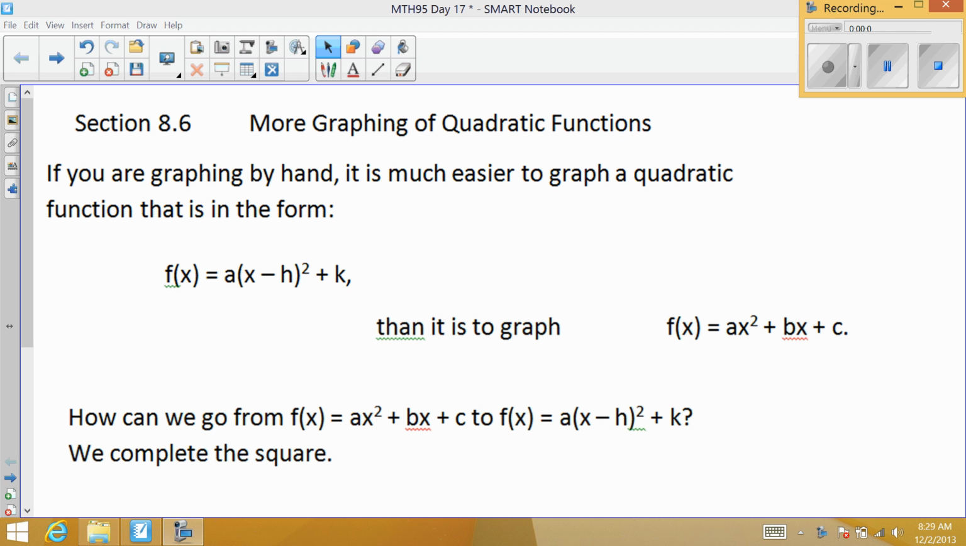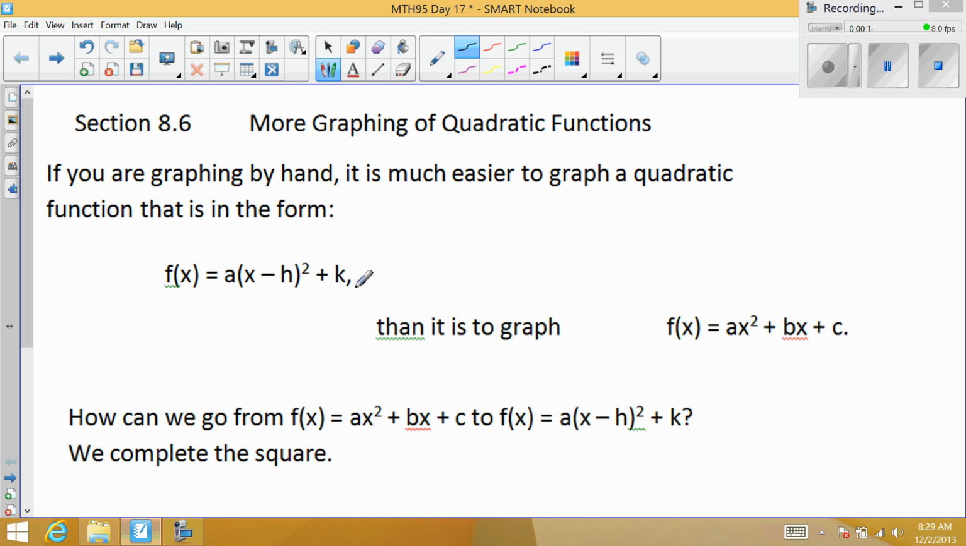Let's go into a little more detail on graphing quadratic functions. From the previous section, we've discovered that if we're graphing by hand, it's much easier to graph a quadratic function that's in the form a(x − h)² + k than it is when we're in standard form, f(x) = ax² + bx + c.